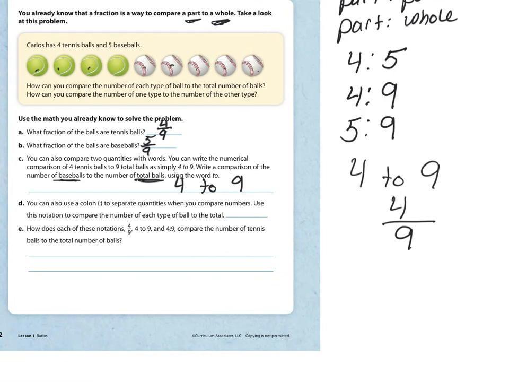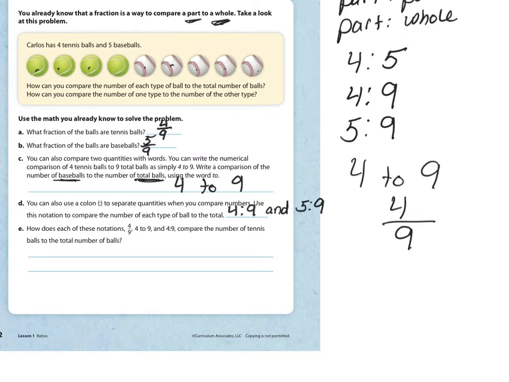Okay. You can also use a colon to separate quantities when you compare numbers. Use this notation to compare the number of each type of ball to the total. So the colon's the 2 dots. So we could write this as 4 colon 9. We can also compare baseballs as 5 to 9 that way. Okay, so 2 different ways to write it, the TO or the colon. We also use the fraction bar. So actually 3 total.